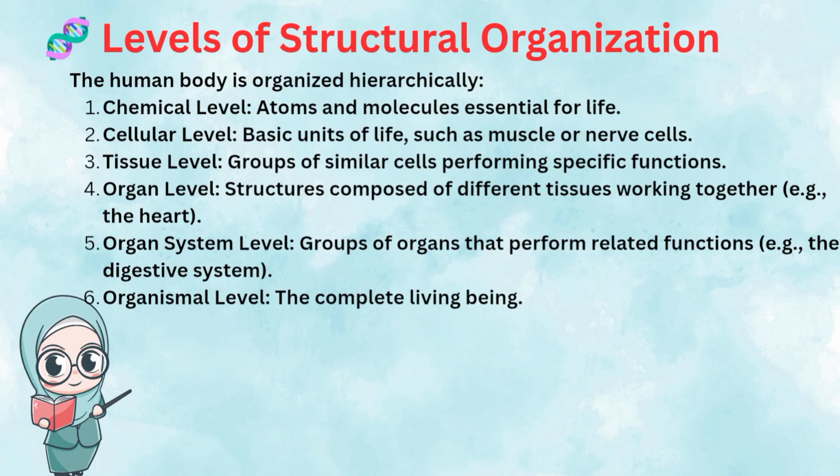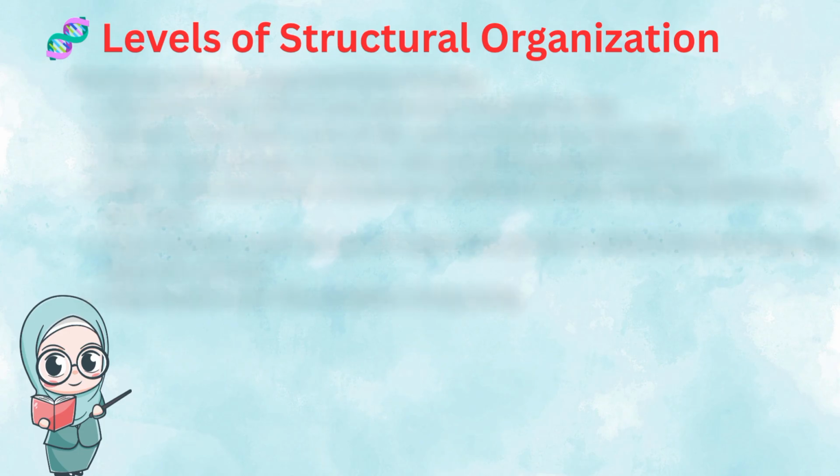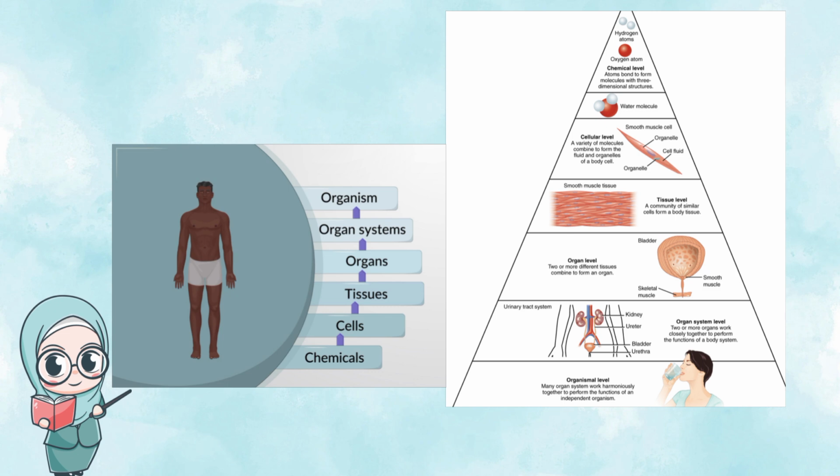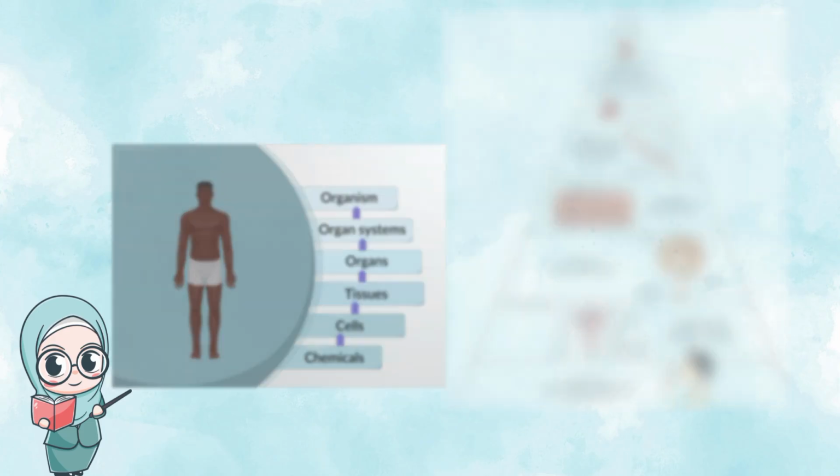Levels of structural organization. The human body is organized hierarchically: chemical level, atoms and molecules essential for life; cellular level, basic units of life, such as muscle or nerve cells; tissue level, groups of similar cells performing specific functions; organ level, structures composed of different tissues working together, e.g., the heart; organ system level, groups of organs that perform related functions, e.g., the digestive system; organismal level, the complete living being. Organisms can be organized into the following levels: chemicals, cells, tissues, organs, organ systems, and organisms.